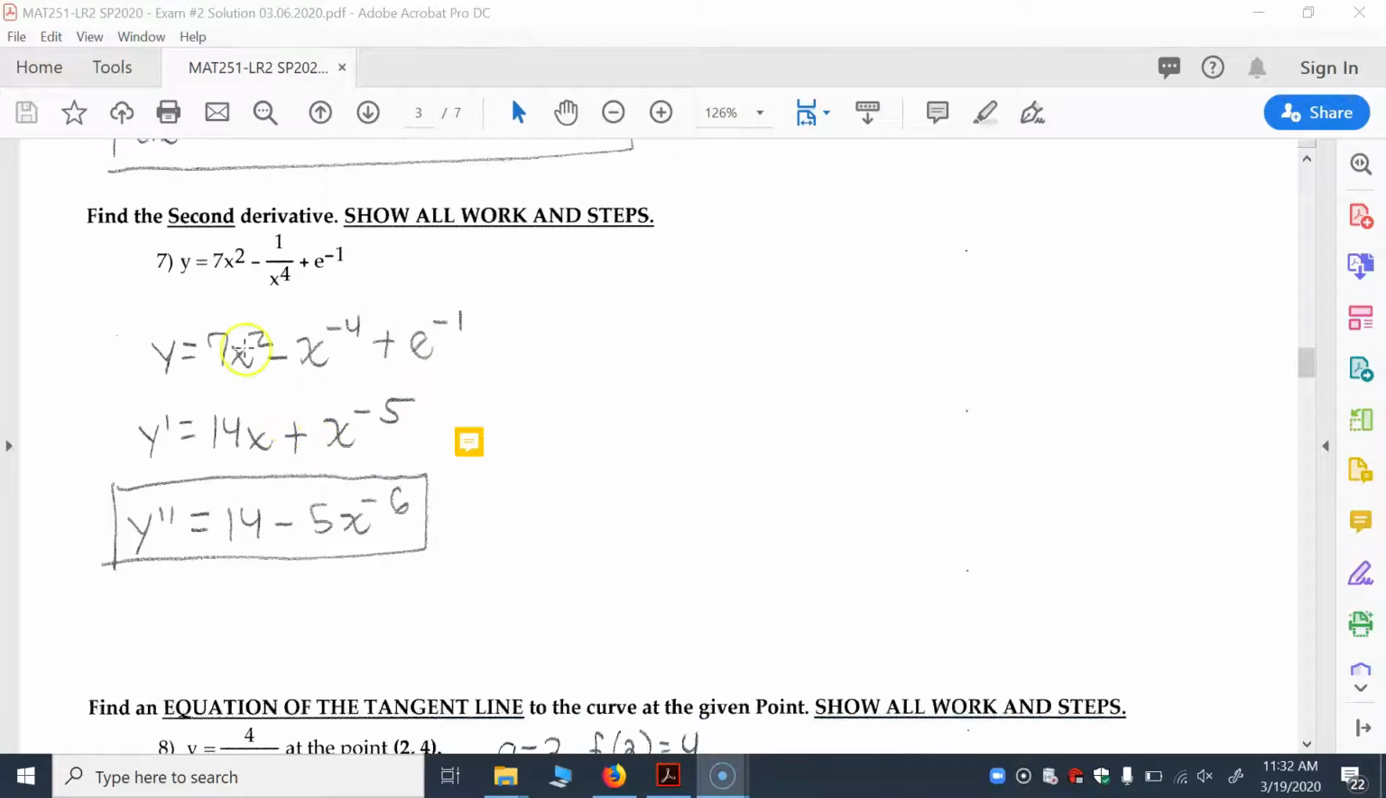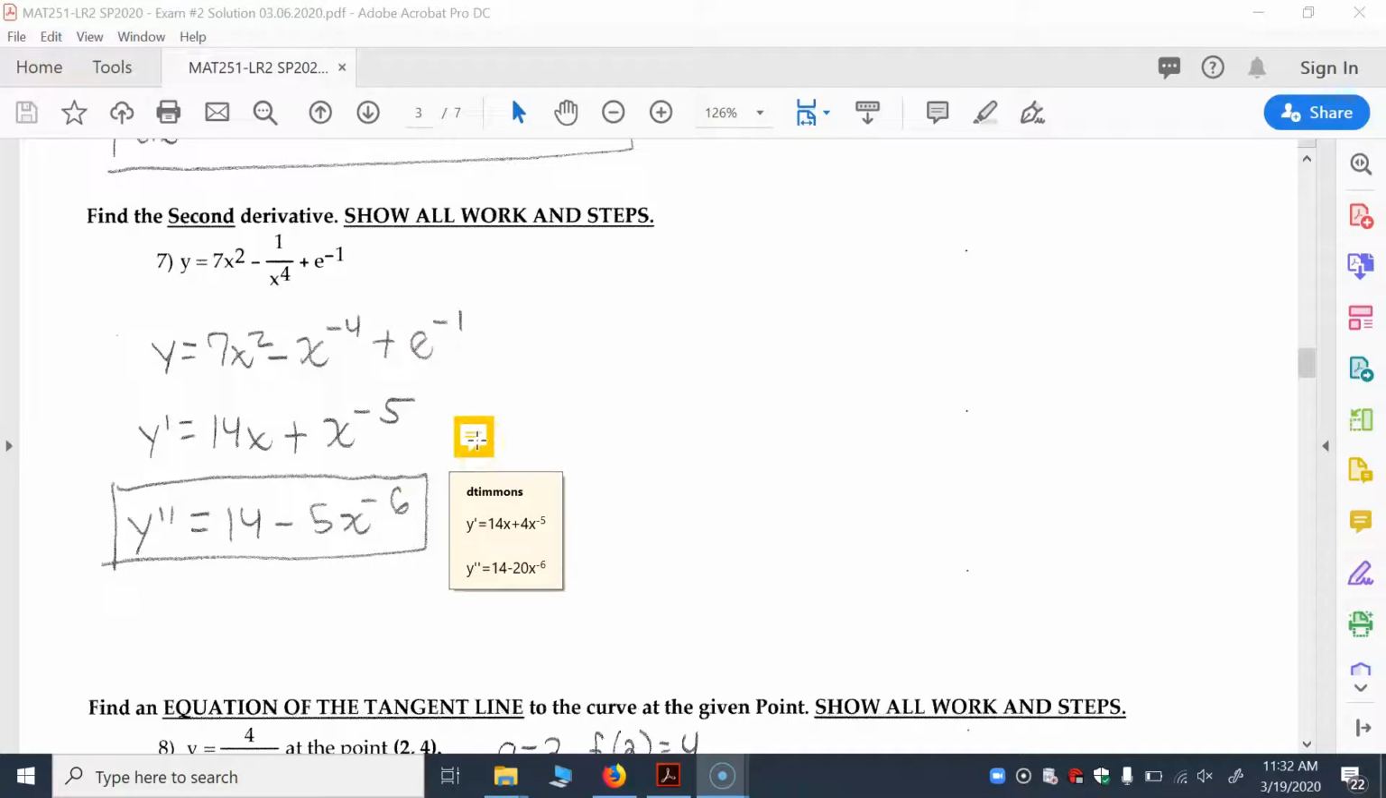And now we'll just use our derivative rules, or power rule, really. Here's 14x, then minus 4 times minus 1 is plus, and then we subtract 1, x to the minus 5. Now, I've added a sticky note here. I did make one little mistake here in the derivative. And by the way, e to the minus 1 is a constant, so that goes away.